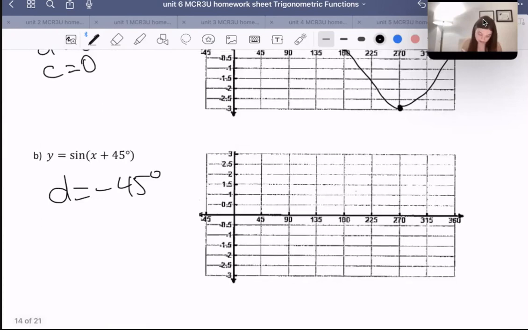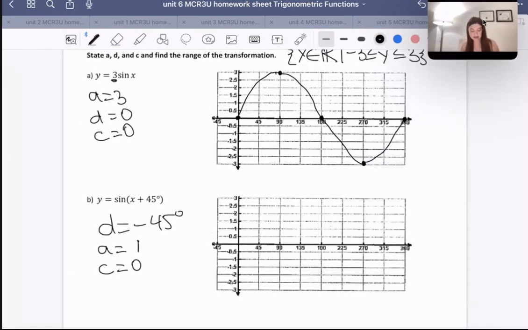Now, what about A and C? A is 1, right? 1 times all this stuff. And then C is 0, right? Because for D and C, again, 0 is our default. And for A, 1 is our default for reasons explained earlier. Okay, now let's draw this graph.